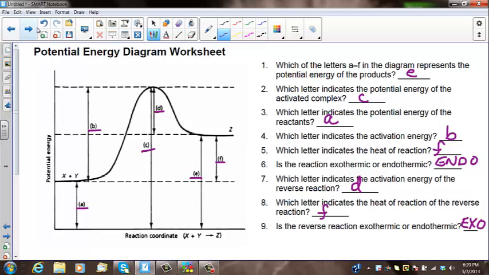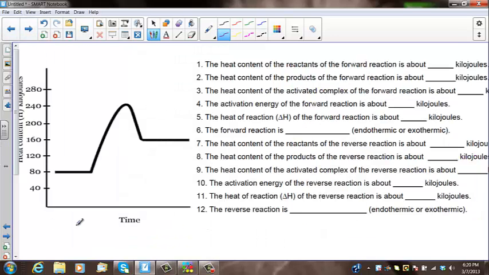Okay, I want to review one more type of diagram. So this diagram has time and it has the potential energy measured in kilojoules, which is often the type that you see on the Regents exam. Sometimes you see questions like the ones that we just answered, but sometimes you'll see ones like this where you have to actually give a value.